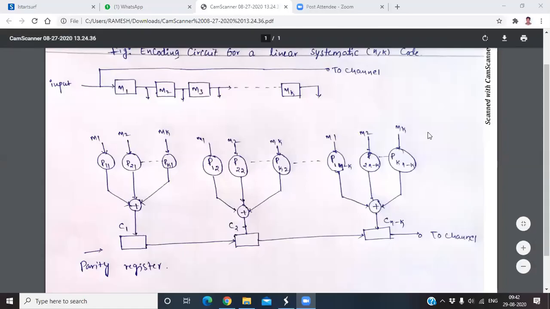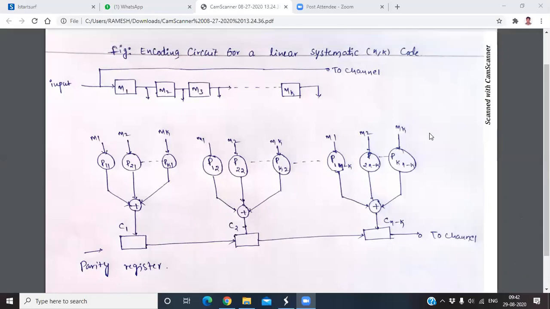Right? So the generator matrix G equals [I_K | P]. So P is the submatrix, and when you look at the submatrix P, I want to read out the rows here: P11, P12 up to P1(n-k); P21, P22 up to P2(n-k); Pk1, Pk2 up to Pk(n-k), right?